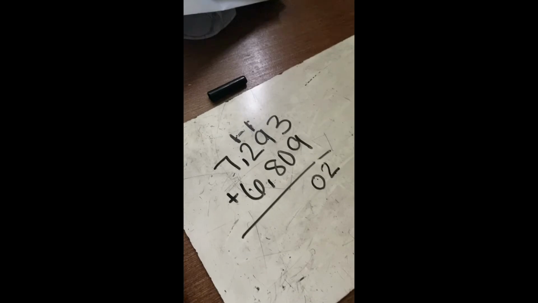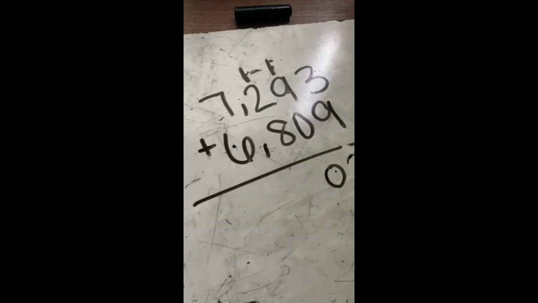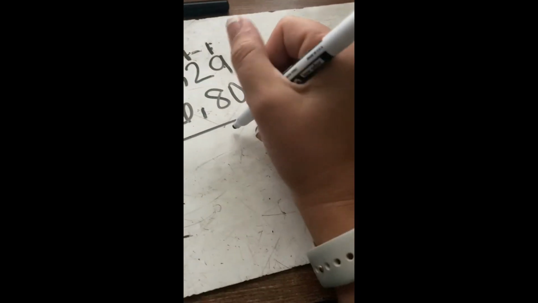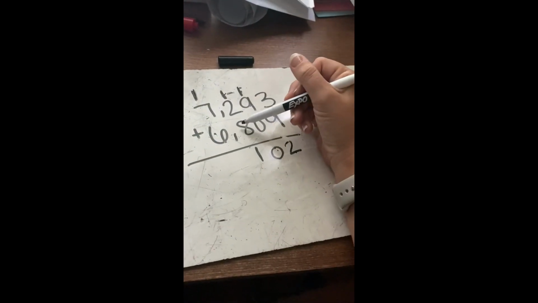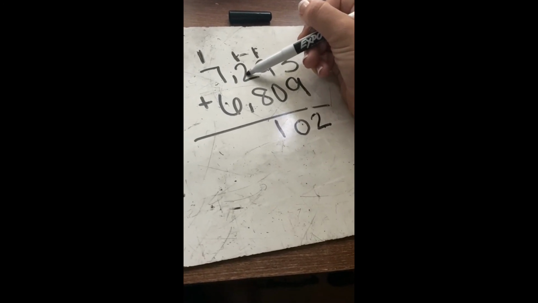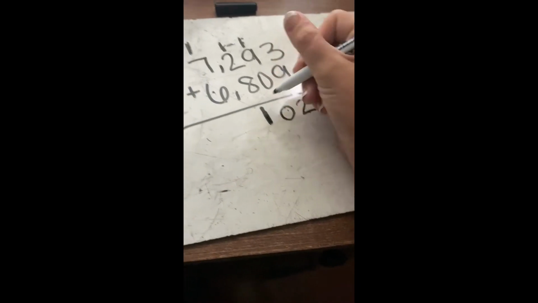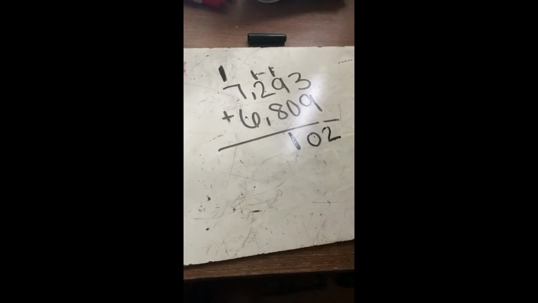All right, 1 plus 2 is 3. 3 plus 8 is 11. So carry my 1. Because really it's 800 plus 200 is 1,000. 1,000 plus 100 is 1,100. So I carry the 1,000 up here in my thousands place.